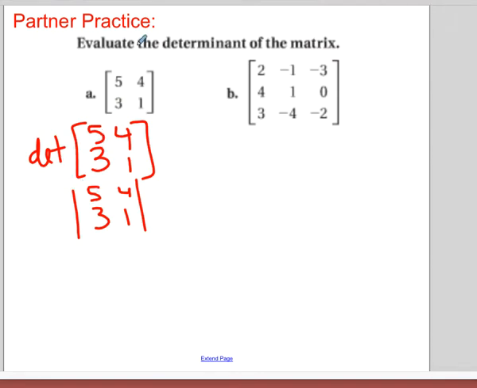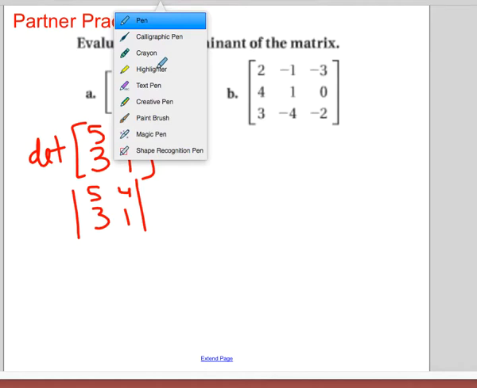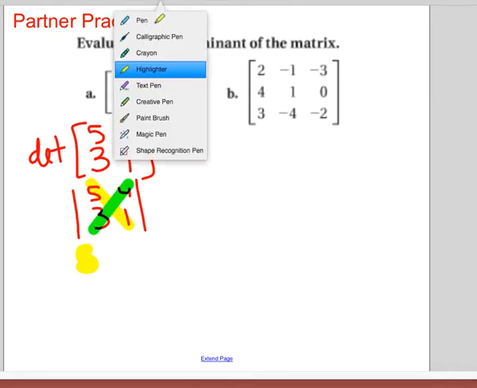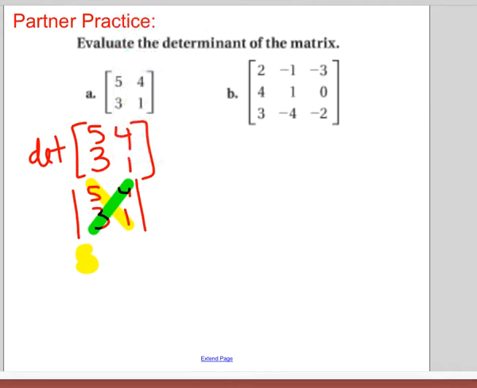So basically what we would do is say, okay, it's these two first, 5 times 1, and then we're going to subtract these two over here. Whoops, I'm still on the highlighter. And that's going to give us our final answer. So let me just get back to the pen. And so we're going to have 5 times 1, which is 5, minus 4 times 3, which is 12. So the determinant of this matrix is -7, just a number value.